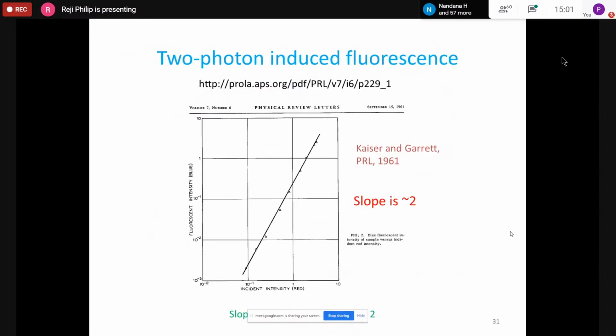And this is how the two-photon induced fluorescence is going to change. To know whether your fluorescence is from two-photon absorption or one-photon absorption, the only thing you need to look at is how it varies with the incident intensity. If you draw a log-log plot, and take the slope, and if the slope is about 2, then you can be sure that it is two-photon absorption induced fluorescence. If the slope is close to 1, it is a one-photon process.